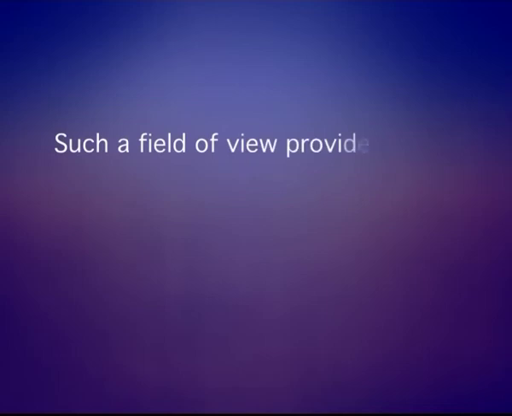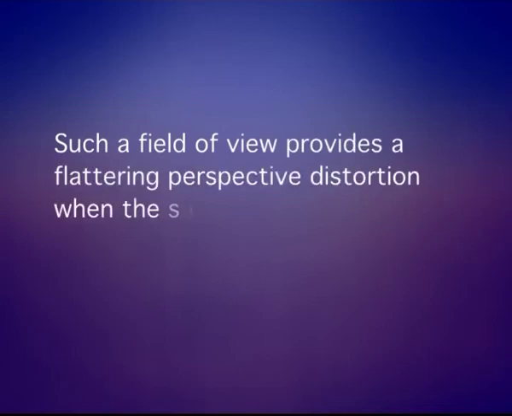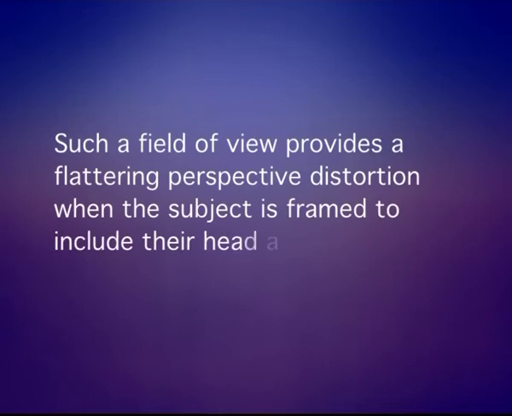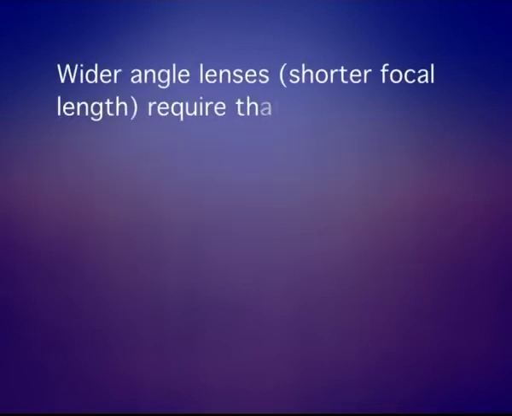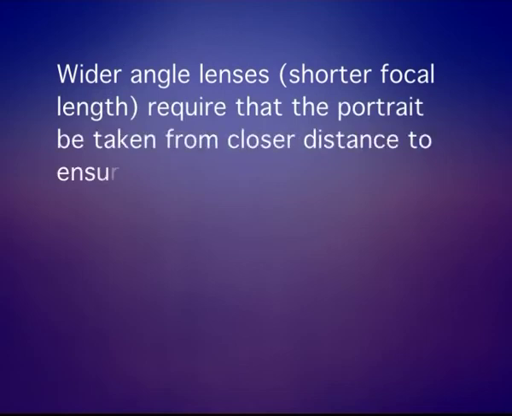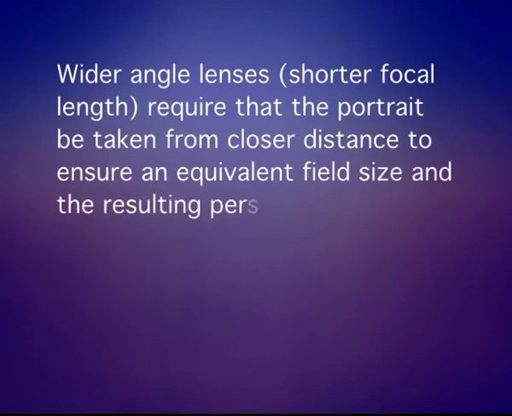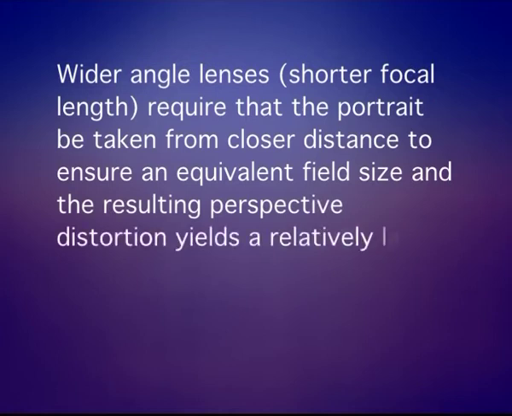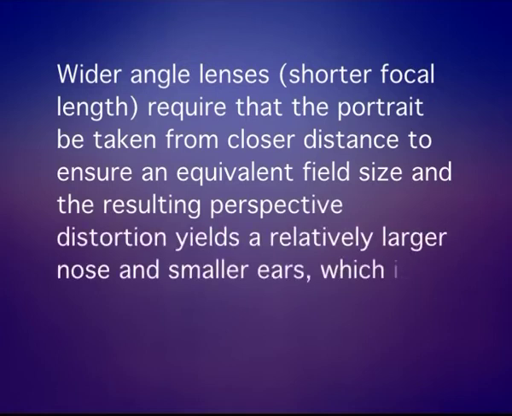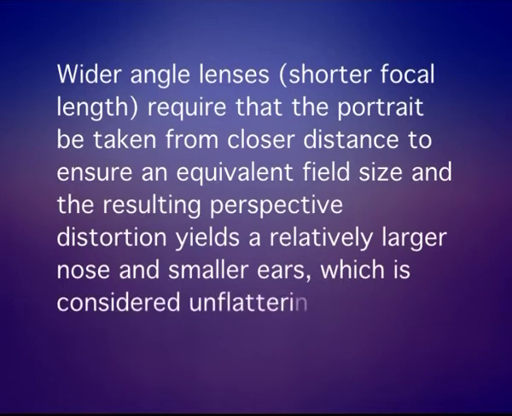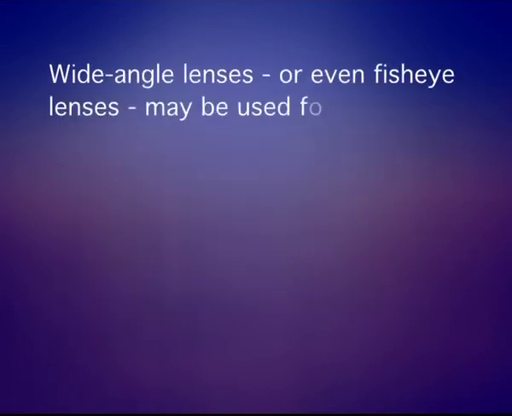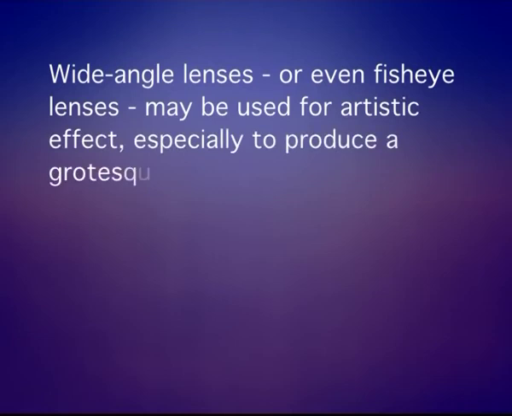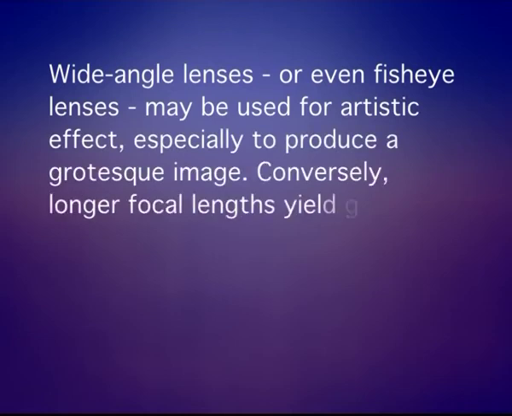Such a field of view provides a flattering perspective distortion when the subject is framed to include their head and shoulders. Wider angle lenses, shorter focal length, require that the portrait be taken from closer distance to ensure an equivalent field size, and the resulting perspective distortion yields a relatively larger nose and smaller ears, which is considered unflattering and important. Wide-angle lenses or even fisheye lenses may be used for artistic effect, especially to produce a grotesque image.